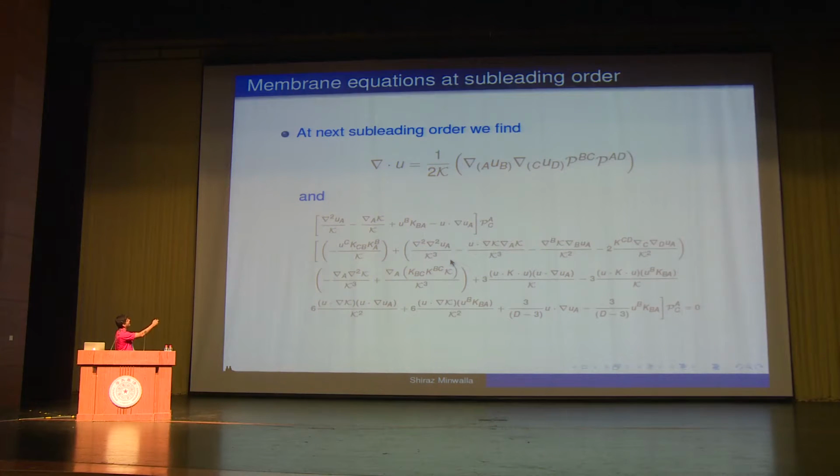At the next order, you get corrections to the old equations. Del dot u, instead of being 0, is something. Actually, it's important to note that something is the shear squared divided by 2 kappa. We'll come back to that. And the other equation of motion gets corrected. We don't have the time to look at it too much.